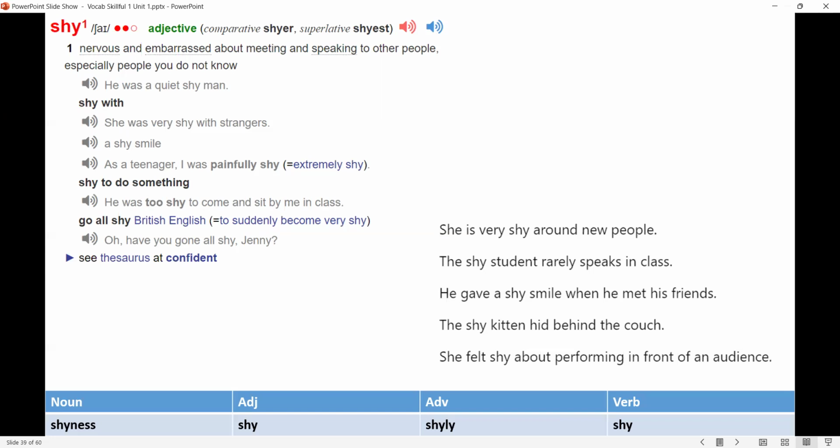She's very shy around new people. The shy student rarely speaks in class. He gave a shy smile when he met his friends. The shy kitten hid behind the couch. She felt shy about performing in front of an audience.